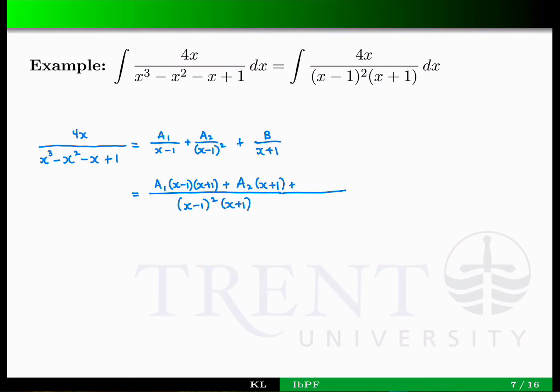Finally, for b, its denominator is x plus 1, but the denominator has x minus 1 squared. So b must be multiplied to x minus 1 squared because from here it is missing the x minus 1 squared.